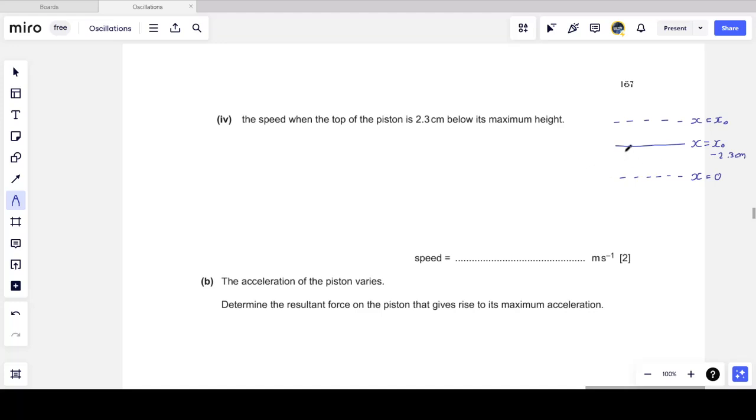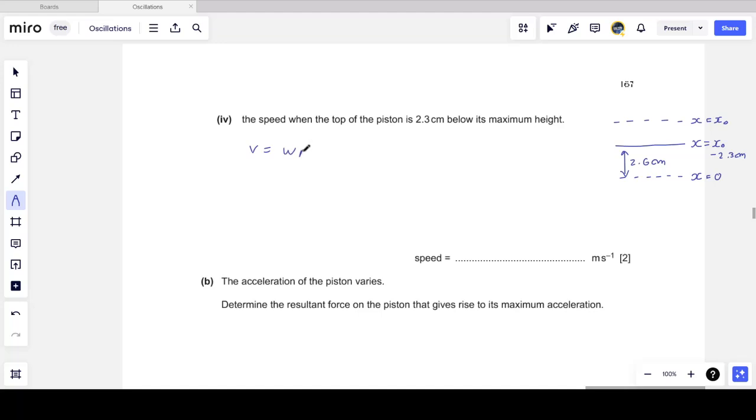So what it means is that it's 4.9 centimeters, which is the total distance, minus 2.3. And so from the equilibrium position, the piston is at 2.6 centimeters. Remember, we always measure displacement from the equilibrium position. So that distance is 2.6 centimeters. That's the displacement. Why do I know this? Because I need to calculate speed, and I need to know the speed in terms of the position.